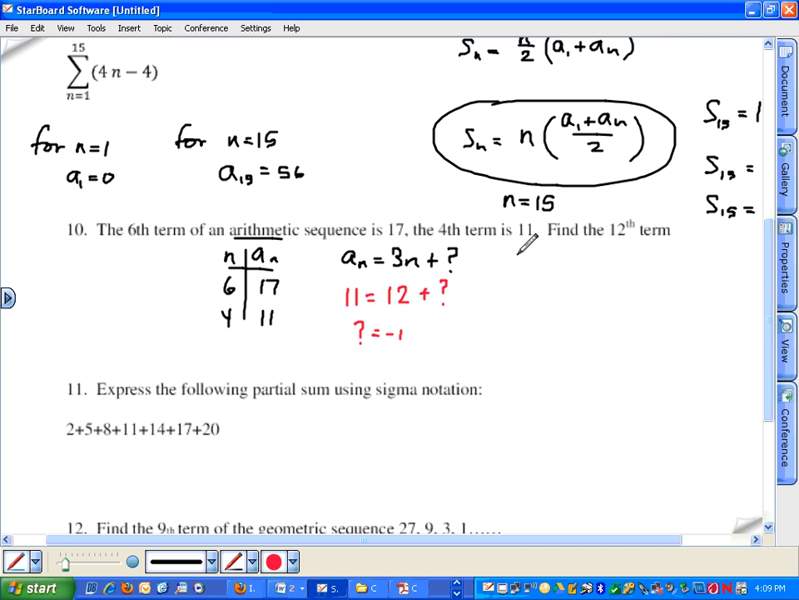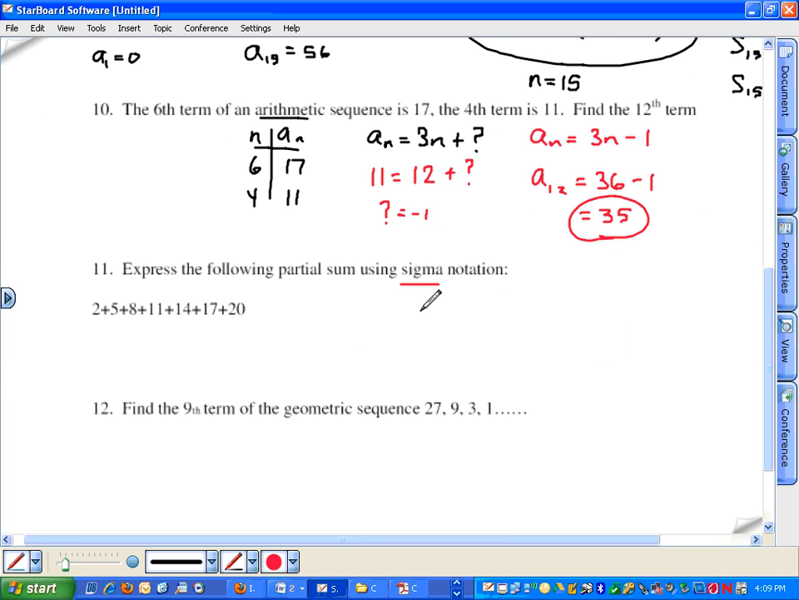So we know that our function or our sequence can be modeled using the function 3n minus 1. Now if we want to find the 12th term, a sub 12 is equal to 3 times 12, which is 36, minus 1. The 12th term is 35.